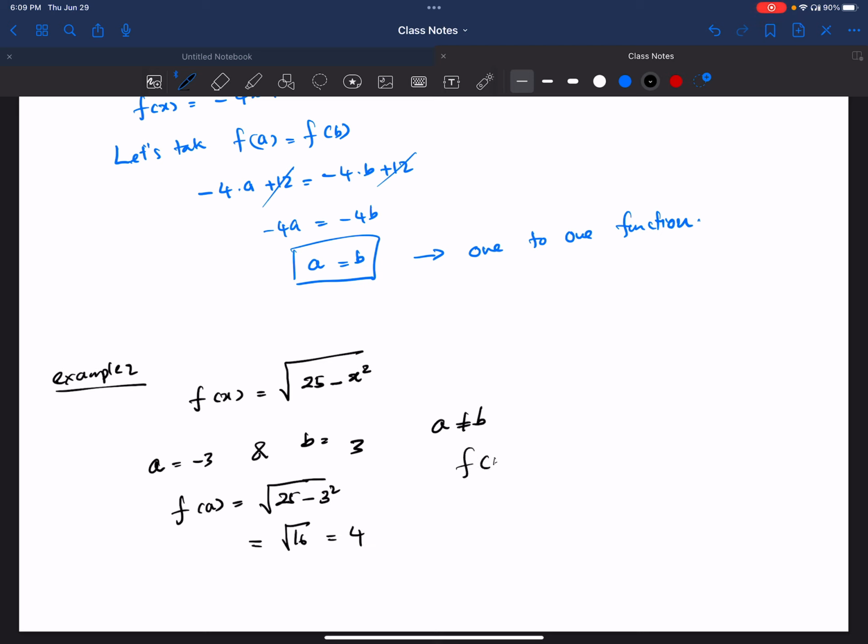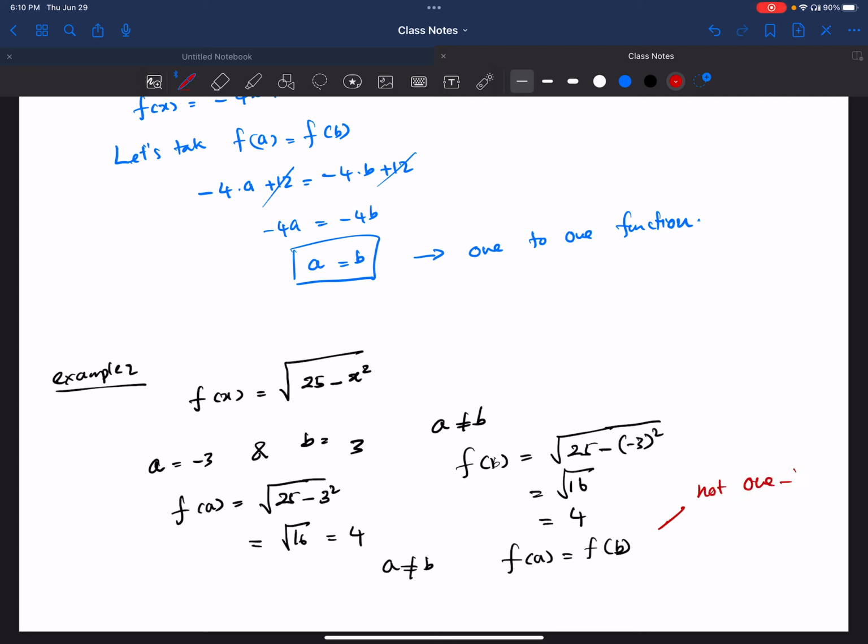And f of B is equal to the square root of 25 minus 3 squared. That's also 9, and 25 minus 9 is 16 again, and the square root is 4. Now what do we get? We get that although A is not equal to B, f(A) is equal to f(B). So this is not one-to-one.